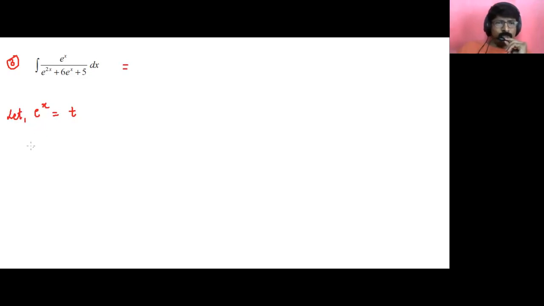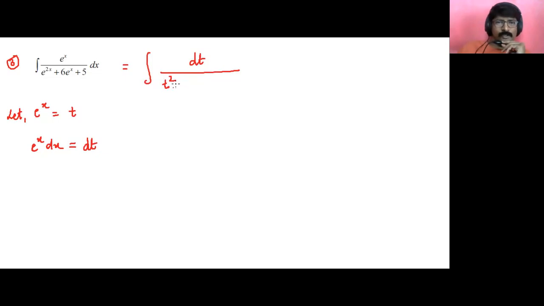So how this new thing will turn out, okay, now if we do the derivatives on both sides, it will become e power x dx as dt. Right? So look at this numerator, e power x dx can be written as simply dt, and the denominator will become e power 2x. E power 2x will become t square. Now if you square both sides, it will become e power 2x. I hope you understood this.